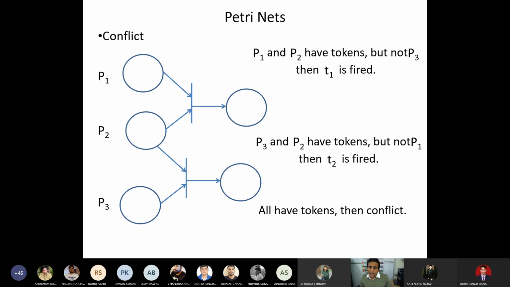Let's say, for example, we do not have a common place here. Let's say there are P1 and P2 here, and there are P3 and P4. P3 and P4 are connected to the T2 transition, and P1 and P2 are connected to transition T1. In that case, you will not have any problem because these entities are allowed to do the processing. Do you understand? Any doubts so far?